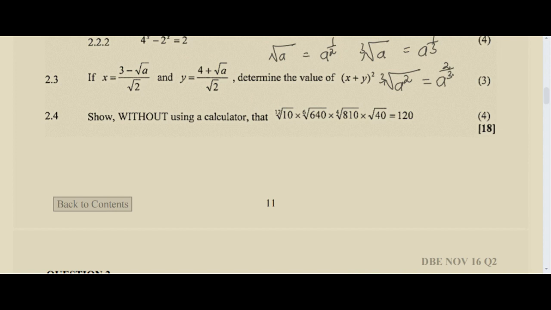Now let's use that on this question that we have here. So that means writing this in exponential form, it would be 10 to the exponent of 1 over 12, because this is the 12th root.